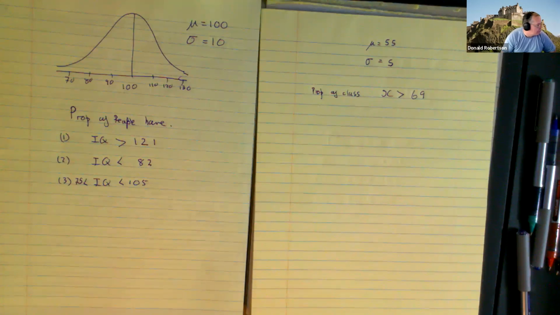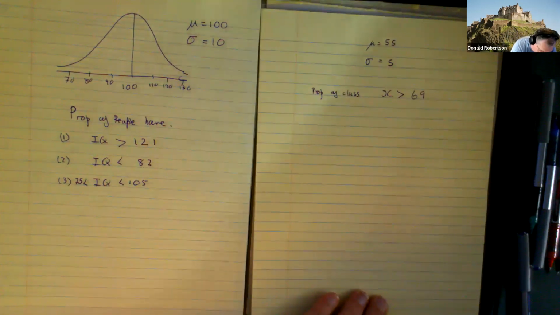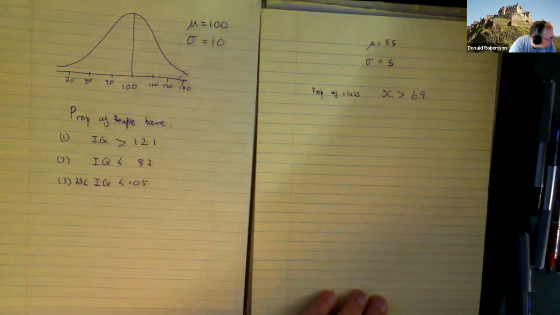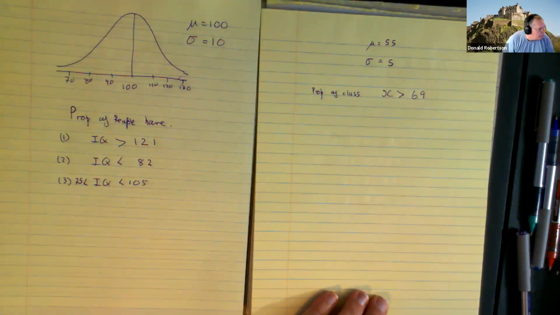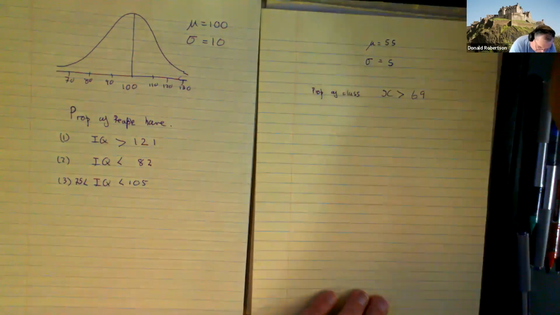And so I've got this thing in front of me. I'm typing in the mean, now it's changed to 55. I'm changing the standard deviation. I've just changed it to 5. And I want to know bigger than 69. And I can go here, and you can't see it, but I'm typing in 69.